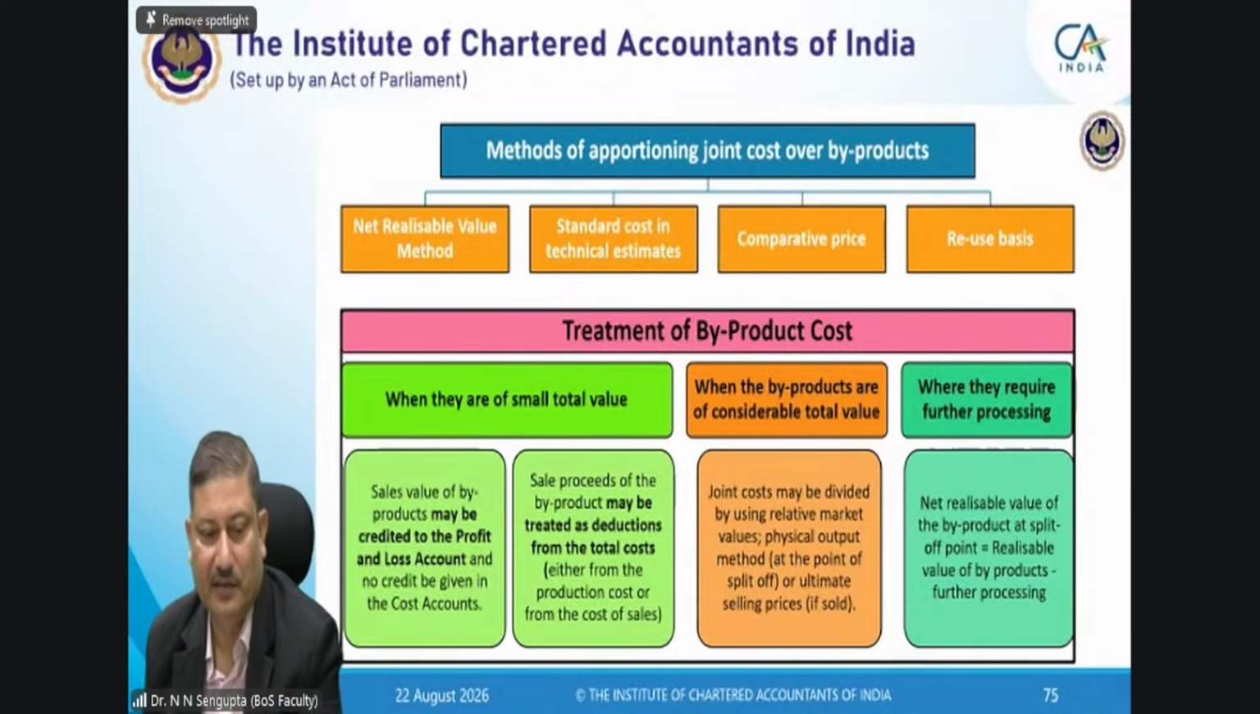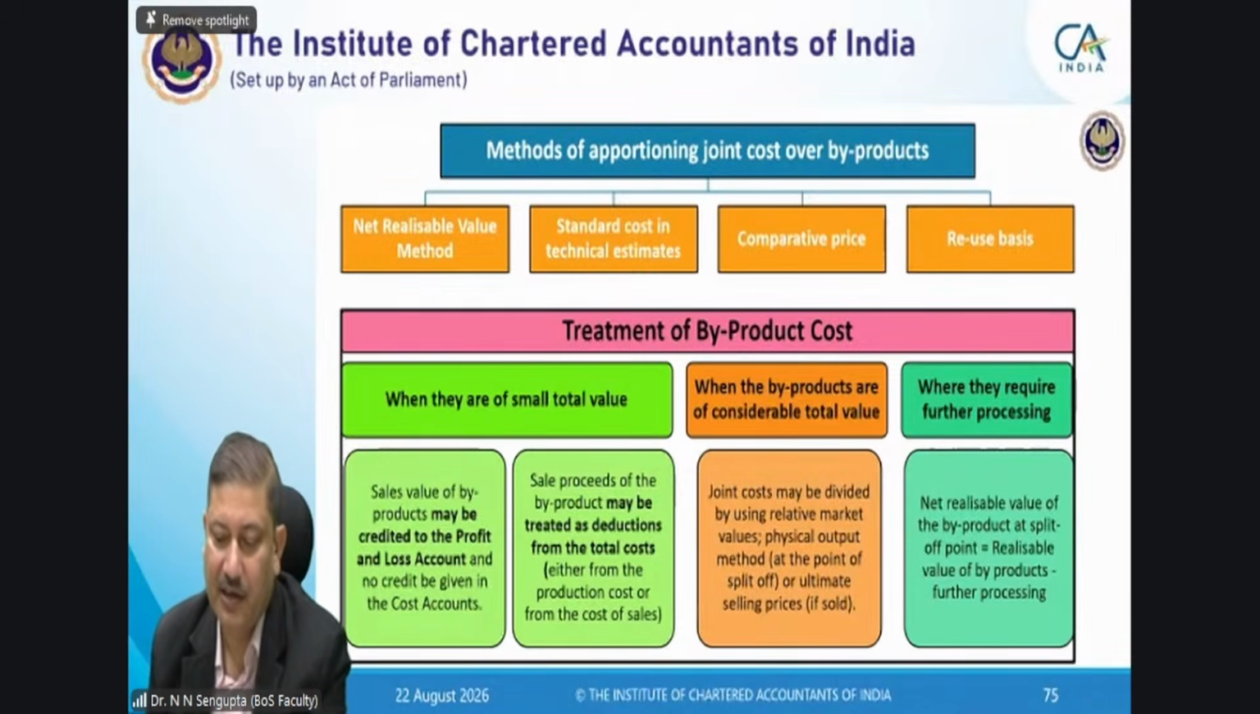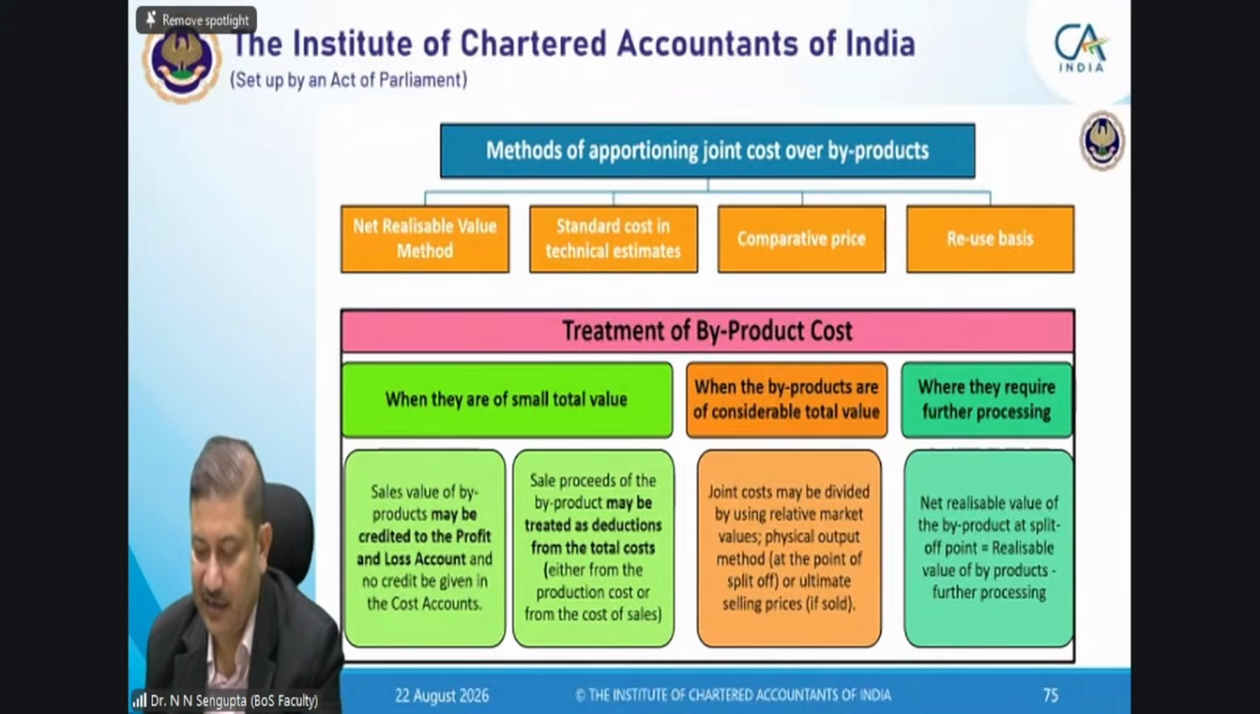Cost of byproduct, NRV, standard cost, comparable price, and reuse price. Treatment when they are of small value, the sales value of the byproduct may be credited to the P&L. Sale proceeds of the byproduct may be treated as a reduction. When it is considered to be important or of considerable value, joint cost may be divided using relative market value, physical output, or ultimate selling price if at all the sales are there. And where they require further processing, NRV of the byproduct at the splitting point and realizable value of the byproduct.